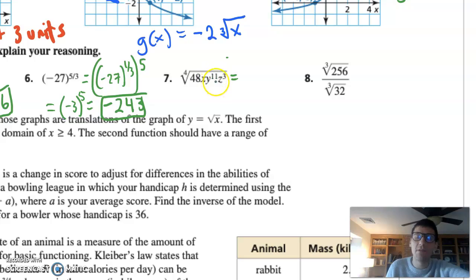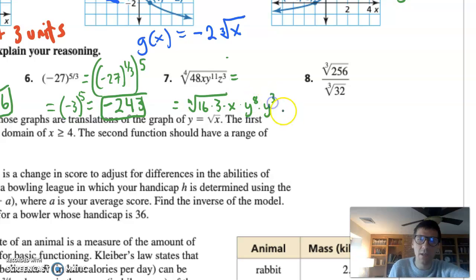And y to the 11th, well, we're looking for the multiple of 4 that is the greatest multiple of 4 that is less than 11, because 11 itself is not a multiple of 4. So we could rewrite it as the fourth root of 16 times 3. We still have this x. And then we could break the y to the 11th into y to the 8th times y to the 3rd.